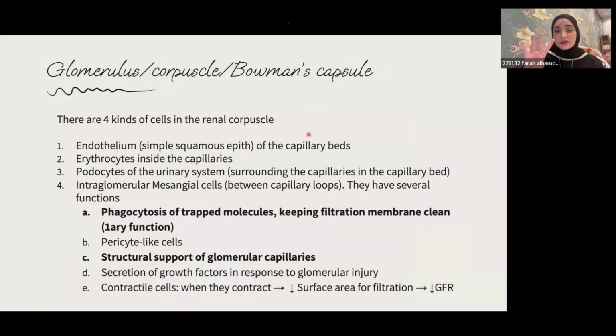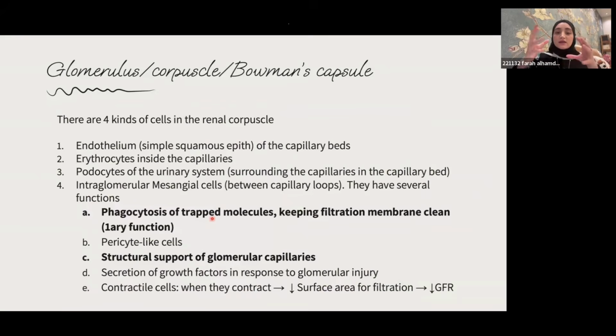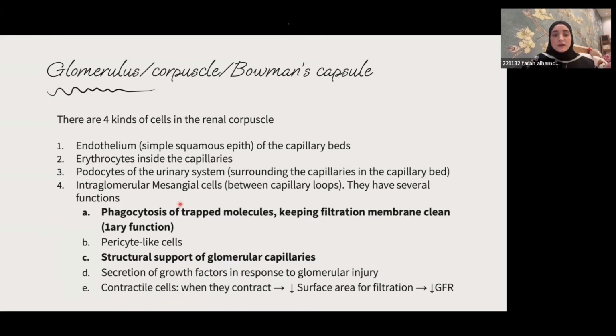Okay, there are four kinds of cells in the renal corpuscle, which is the endothelium, or the simple squamous epithelium of the capillary beds in the glomerulus. Then we have erythrocytes inside the capillaries, or red blood cells, that we identified by their pink color. And then we have the podocytes of the urinary system surrounding the capillaries in the capillary bed. And then we have the interglomerular mesangial cells. So we have two kinds of mesangial cells. The interglomerular, from the name, they're inside the glomerulus. And then we have the extraglomerular mesangial cells.